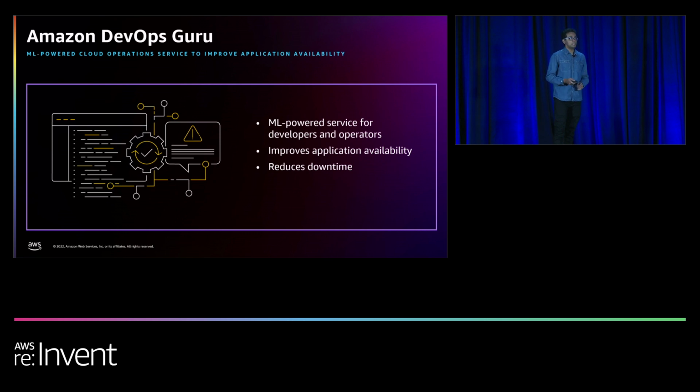So we need to reduce the noise, bring to surface the most critical issue that matters the most, and help you identify the root cause quickly to reduce the MTTR. That is what Amazon DevOps Guru seeks to deliver. Amazon DevOps Guru is a fully managed, machine learning powered service that monitors your application automatically and improves the availability and reduces the downtime.